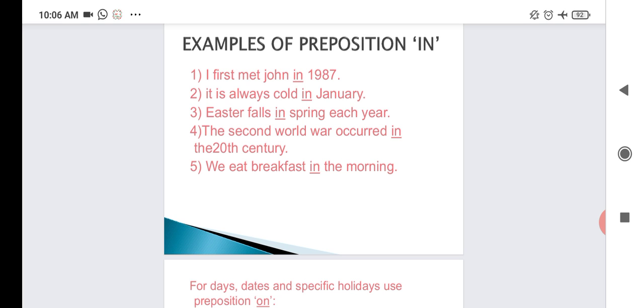So you might have observed that the preposition in is used to reveal a specific year, specifically for month, for season, for century. In is used.